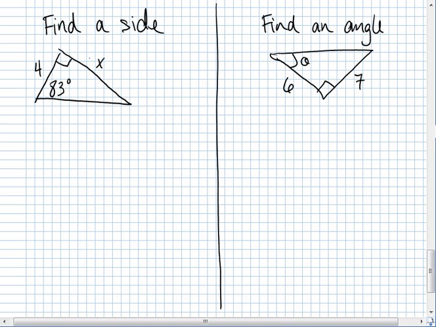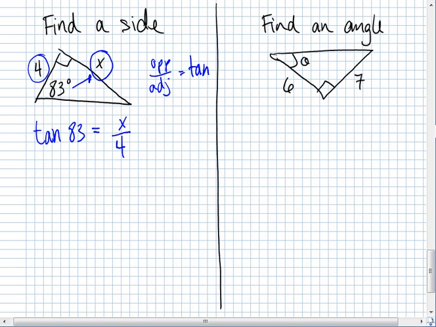Okay, so I'm trying to find x, which relative to 83 degrees is the opposite side, and I have 4, which is the adjacent side. So I'm trying to find the opposite. I know the adjacent, so that's going to be tangent, just from that SOHCAHTOA thing. So here's what it looks like: tan of 83 degrees equals x over 4. You're just going to do the tan 83 on your calculator and then multiply both sides by 4. Nice and easy.